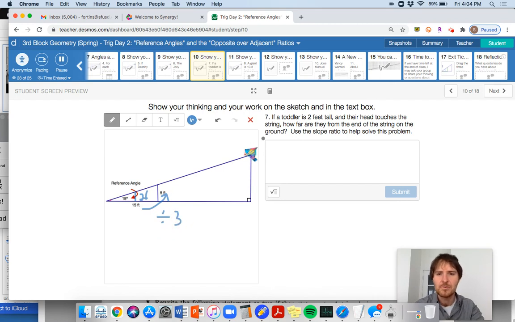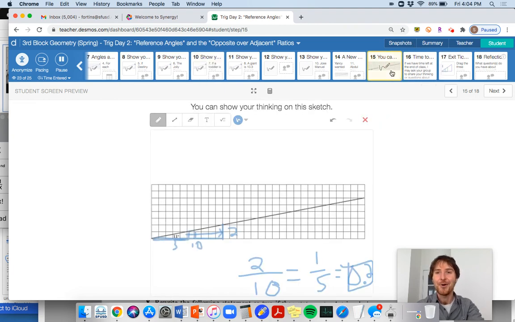Or what am I doing wrong? The toddler's 2 feet tall. Never mind. How far is the end of the string off the ground here? Yeah, just multiply by 3. Right, so 6 feet. 1 to 3 ratio. 2 to 6 is the same as 5 to 15. They're both in 1 part to 3 part ratios here. Okay, so there's that.